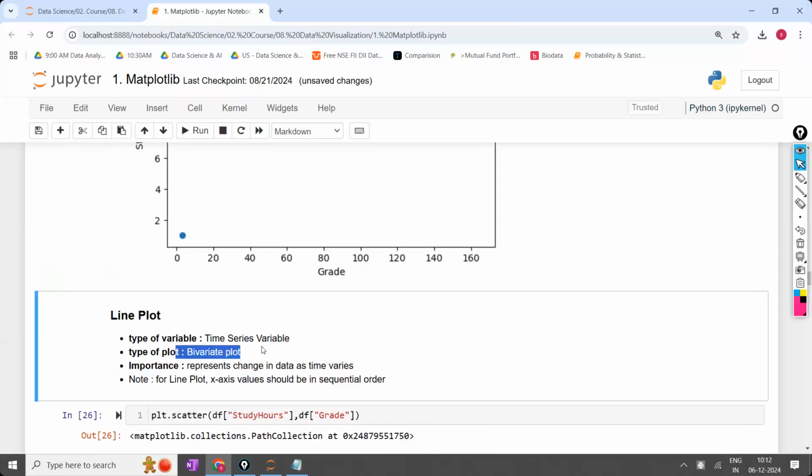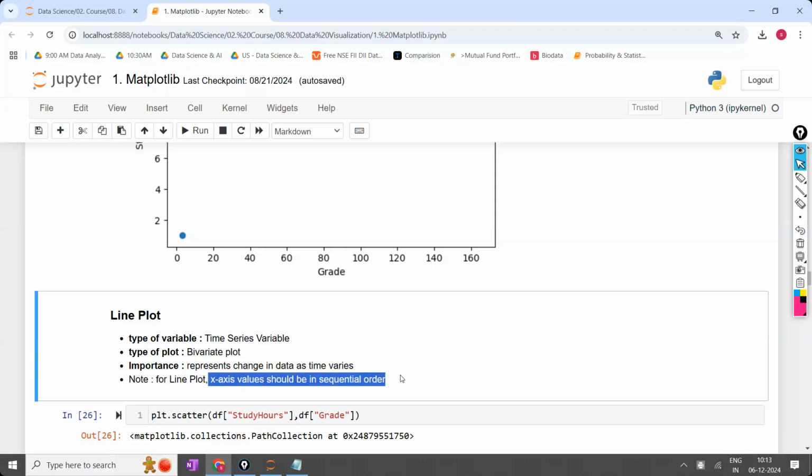It is also a bivariate plot where you have to consider two columns on the x-axis and y-axis. It represents how the data changes as the time varies. Generally, the line plot is applied to a time series variable. As the time changes, how the data changes is represented by the line plot. So note, for a line plot, the x-axis values should be in sequential order. Sequential data is called time series data. Time series data will be in sequential order.